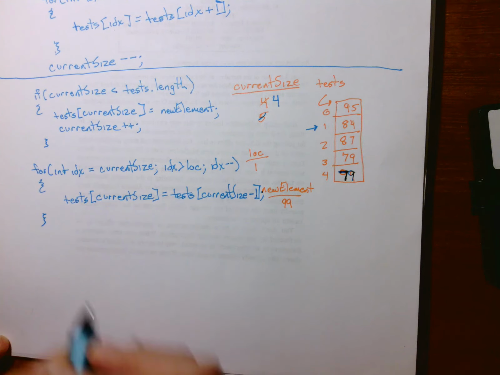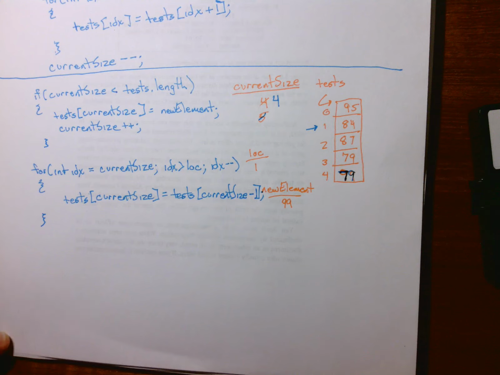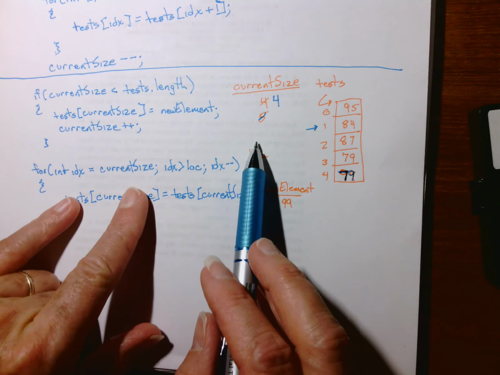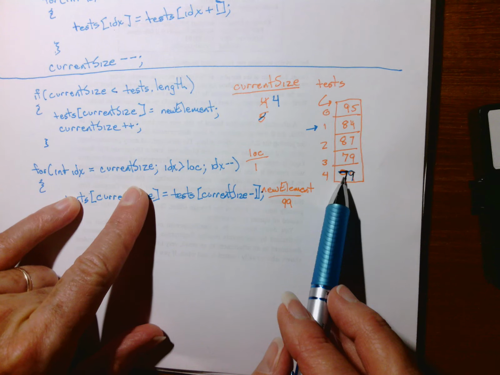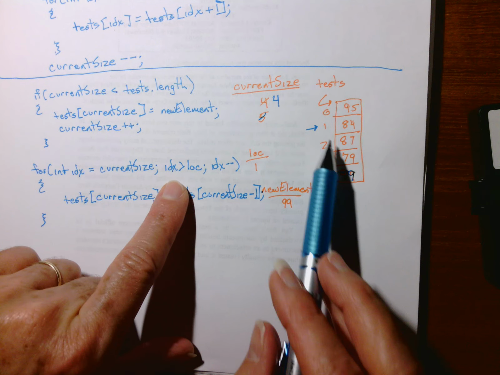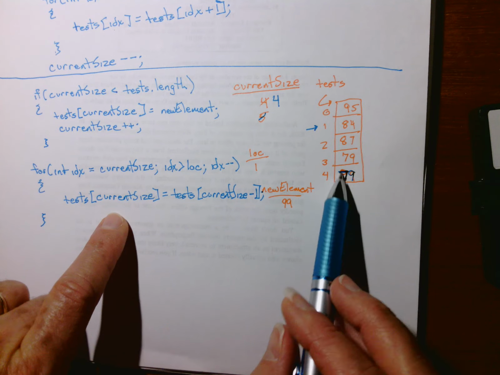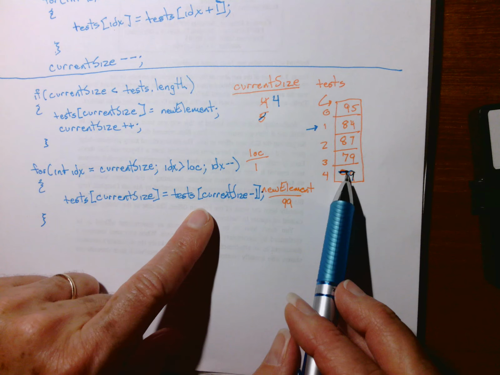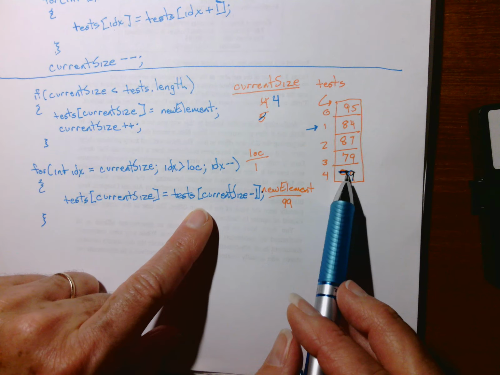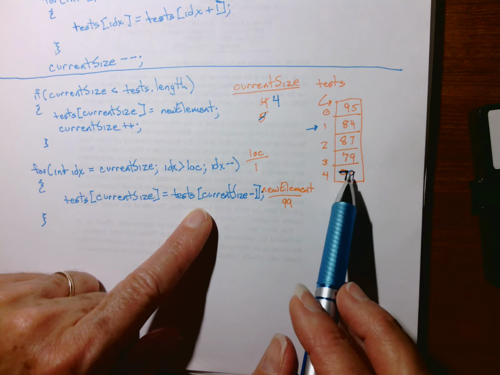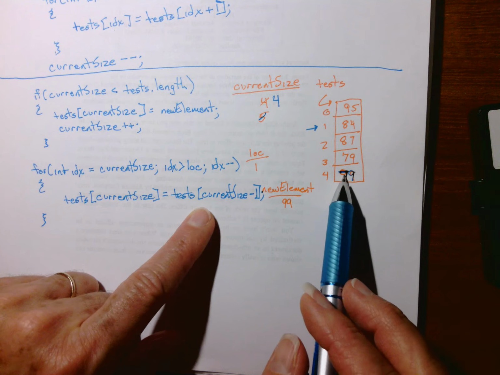Once we get all the way done with that, what does our new array look like? Current size is 4, so IDX equals 4. We're looking at this location right here, and 4 is greater than 1, which is what LOC is. So I set tests sub IDX, this location right here, equal to tests sub IDX minus 1. That's 79 from right there. You might recall from the last video, it already had 79 in it, but it doesn't matter.